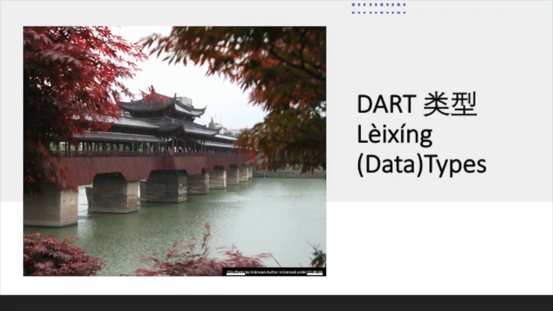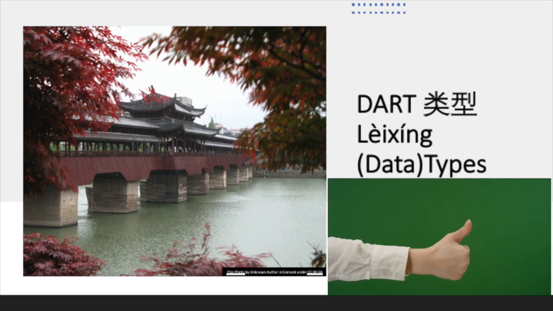Hi guys, so today we'll talk about Dart, learning data types. And do you know what is Dart? Dart is a kind of programming language that is used to build cross-platform apps that would work both on Android and on iOS. So you can use Flutter, it's kind of an IDE for Dart, to build this app.